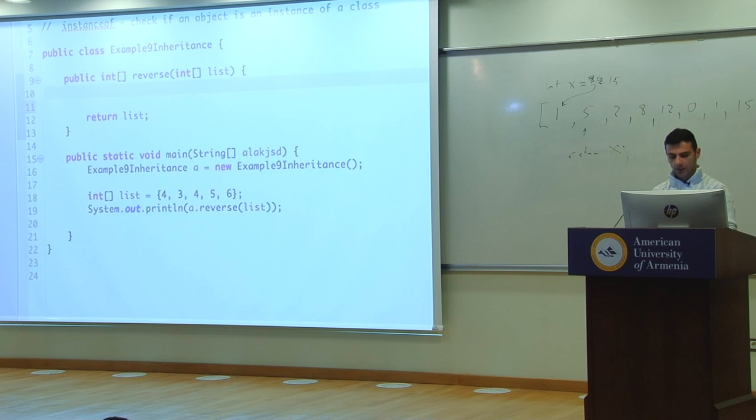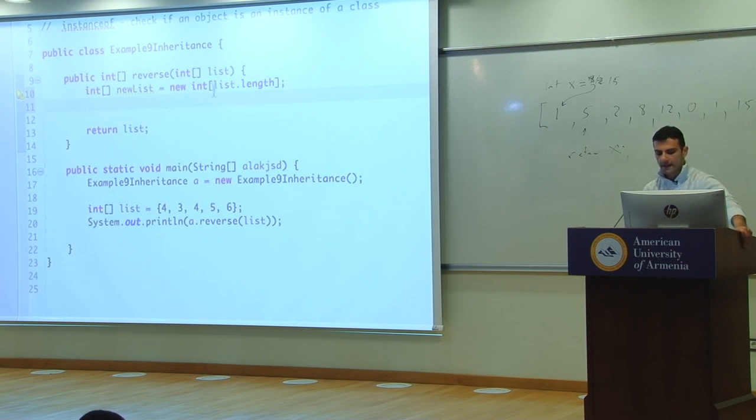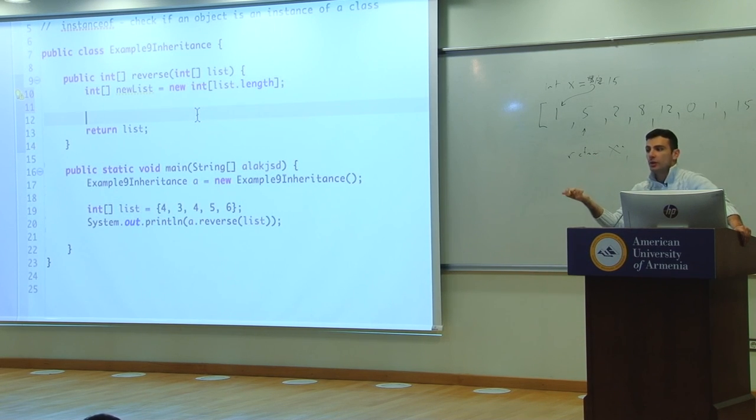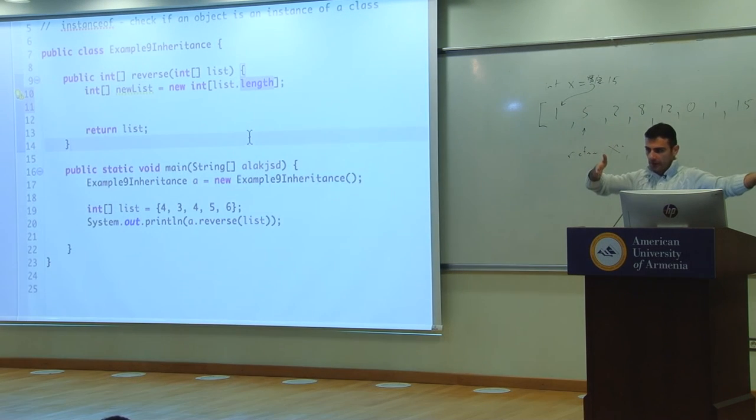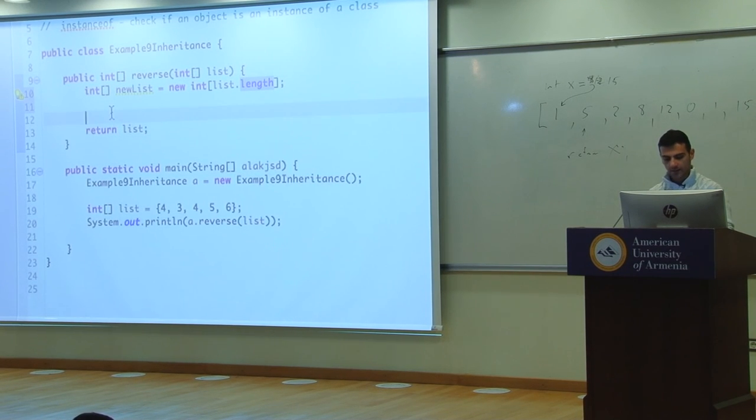Pay attention. Let's create a second array. New list, new int. Look what I did. When you make an array in Java, you have to say how big it is. Remember? But because I want to return the reversed list, it needs to be the same number of values as the original. That's why I pass as the argument the original list.length. In other words, I make an array that is just as big as the one that was given to me. Clear? Okay. So now let's loop over the original array.